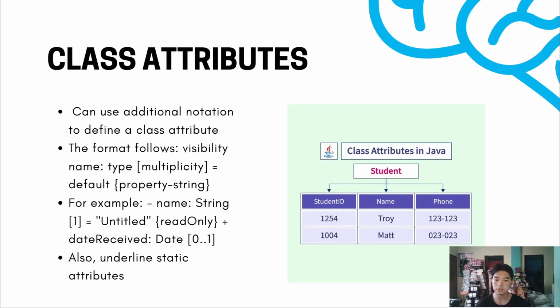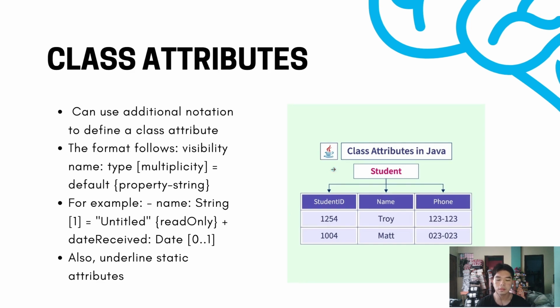So in short, we have here an example written in Java. We have its superclass, student, and then we have its attributes, like for example its student ID, its name, and its phone.